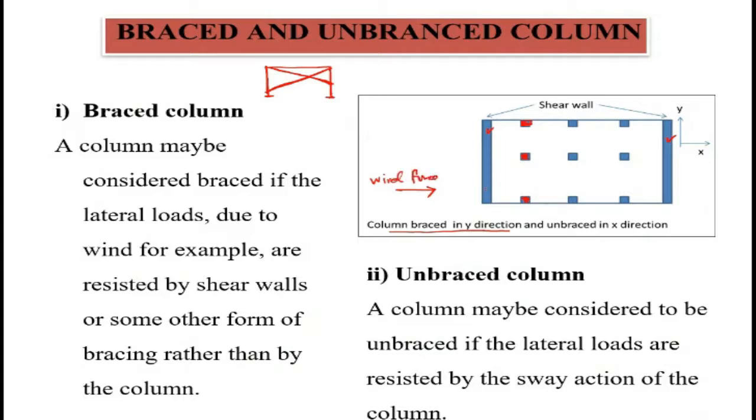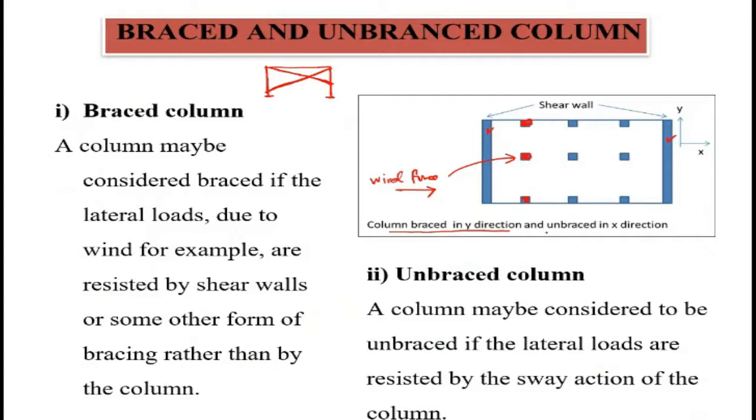Kalau kita ada wind force kat sini, yang akan support the wind force adalah this shear wall. Dia bukan direct kena pada kolom. Because kita ada shear wall ni bertindak untuk halang wind force ni daripada effect the column. So kat sini dia kata tadi, a column may be considered braced if the lateral loads due to wind, for example, are resisted by the shear wall. So yang column ni daripada paksi Y, kita kata dia adalah braced column. Okey, kita katakan dia adalah braced column.